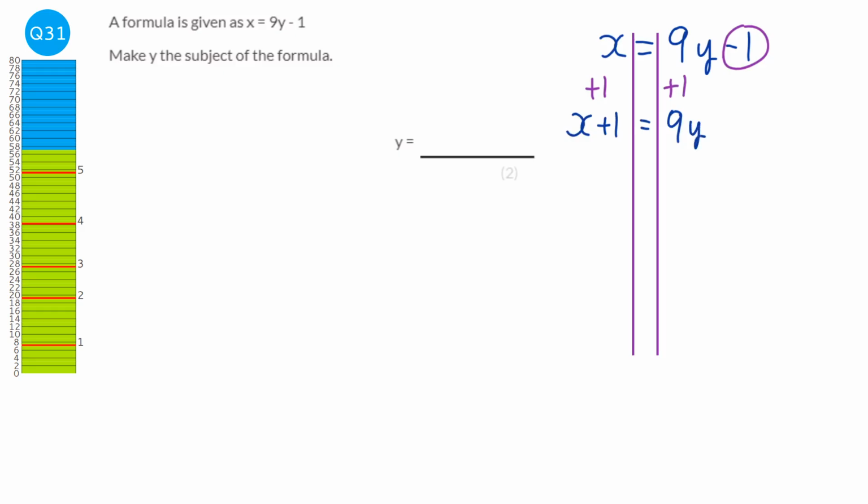What else do we have that stops y from being on its own? Well, this times 9 here. So we're going to do the opposite, the inverse, which is divide by 9 both sides. And to do that nicely, we just do it as a fraction. x plus 1 over 9 equals y. So therefore y is x plus 1 over 9.